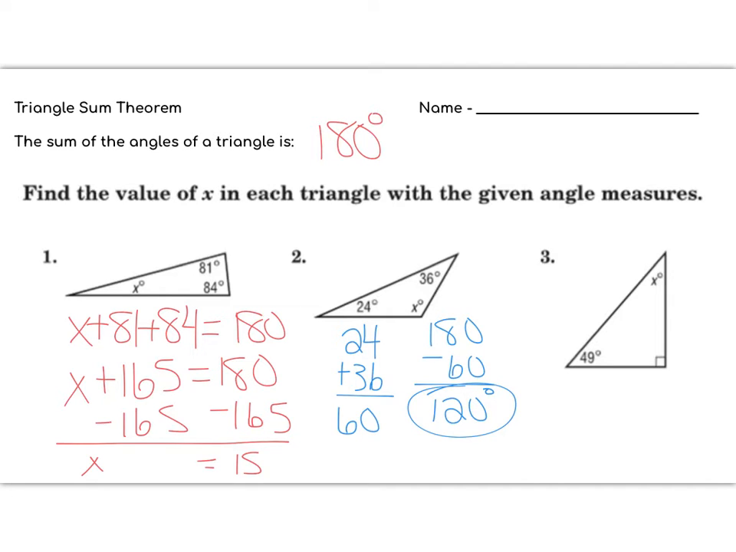I'm okay with that. So this last one, I have a triangle that has angles of 49 and x and that little box. What does that box mean? That means that angle is 90 degrees, so I'm going to add 90 and 49, and I'm going to get 139. And then since the angles add up to 180, I'm going to subtract 139 from 180, and I get x is 41. So that third angle measures 41 degrees.